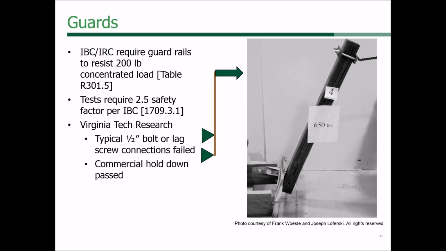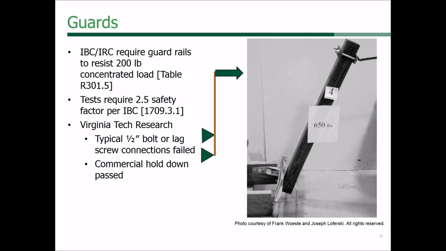So the guard connection is a very debated topic, and it's also a tested connection. So the AWC IRC says, hey, you have to resist a 200-pound concentrated load at the top of this. And if you go look at the IBC, it says if you're doing a tested connection, you need to have a factor of safety of 2.5, which basically means you need to have 500 pounds. And when your guardrail is 3 feet up off, and you only have a few inches to resist that lever action, it's a chunk of load.